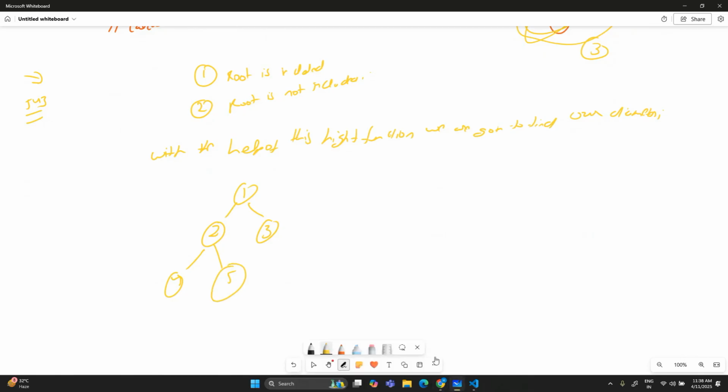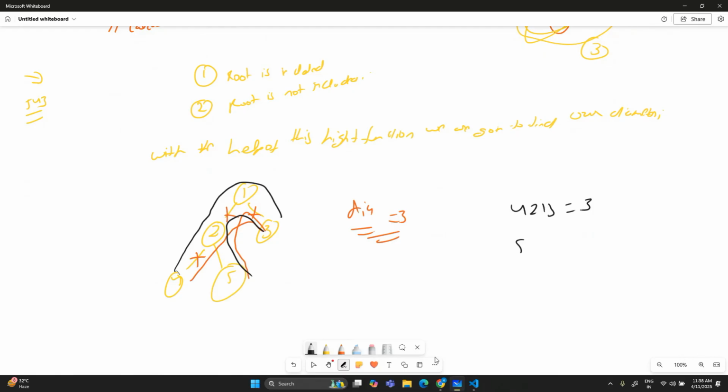So in this example, this path is the diameter, or either this could be the diameter. In both cases, the diameter is coming to be 3. So we could calculate either this path or this path. 4213 is also giving a diameter of 3, and 5213 is also giving me a diameter of 3. So we have to find the diameter of different trees which are given to us. The question is, how can we find the diameter?